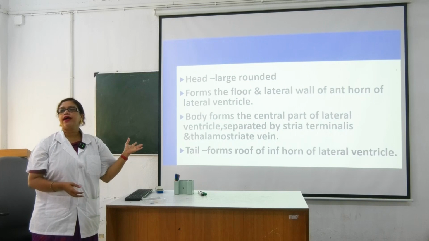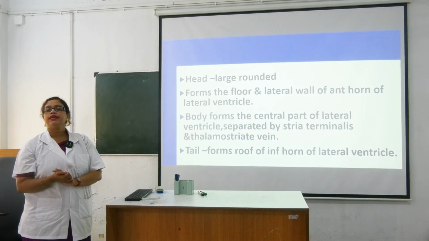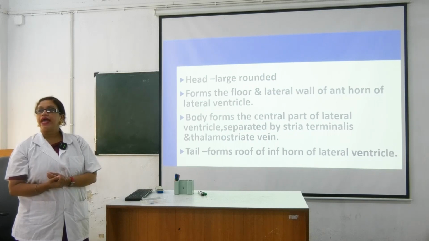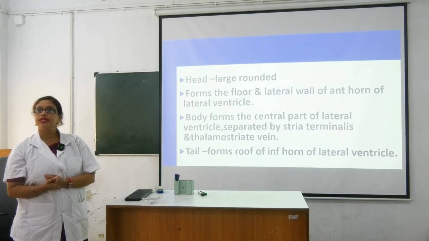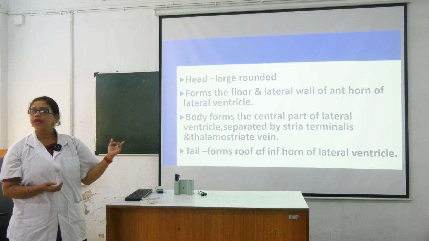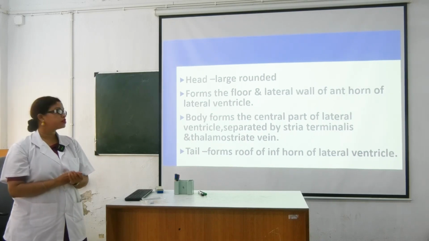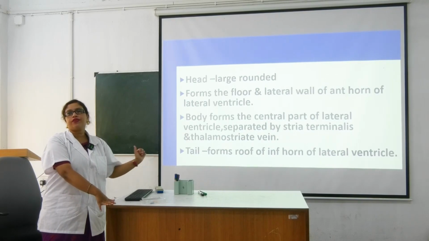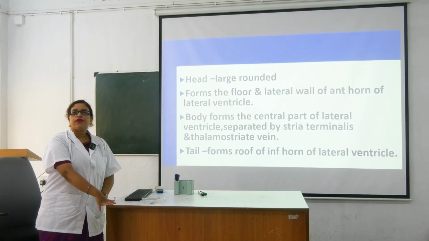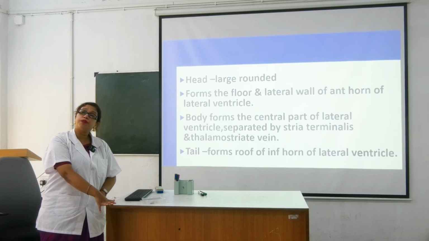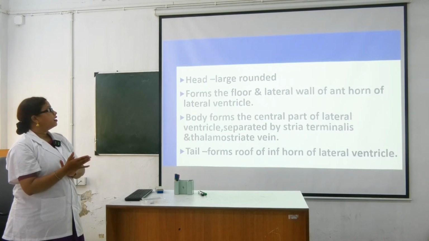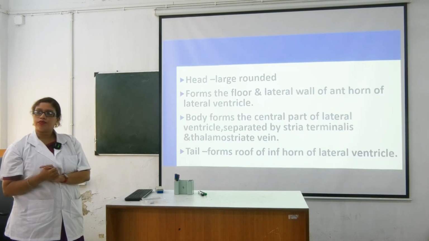Here they have shown what the floor and the lateral wall of the anterior horn of the lateral ventricle is made of. That is the head of the caudate nucleus. And the body, you can write, is also related to the lateral ventricle. The first one is the anterior horn. The anterior horn is related to which part of the basal nuclei? Number one is the head of the caudate nucleus.